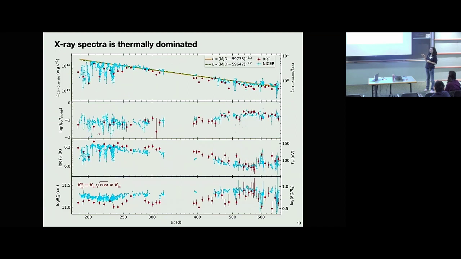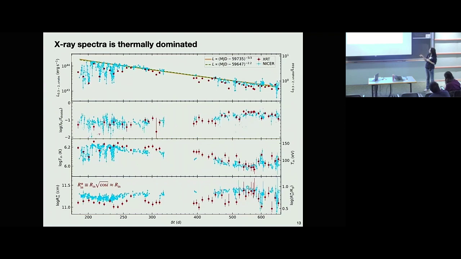Here shows the evolution of the X-ray spectral parameters. Again, the top shows the luminosity. The second panel shows the ratio between the power law component to the flux of the disk BB component. You can see that there is maybe a slight increase at later time, but this power law flux contribution never exceeds 20%. So it remains pretty weak.